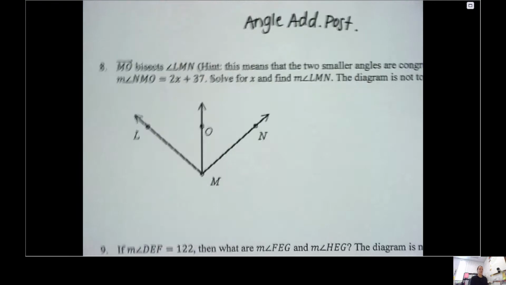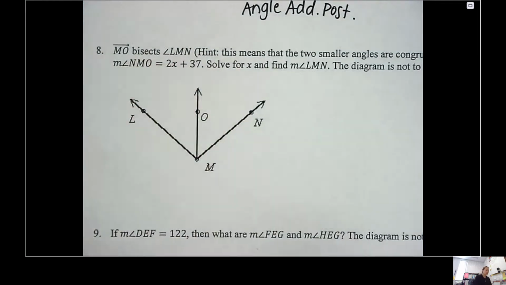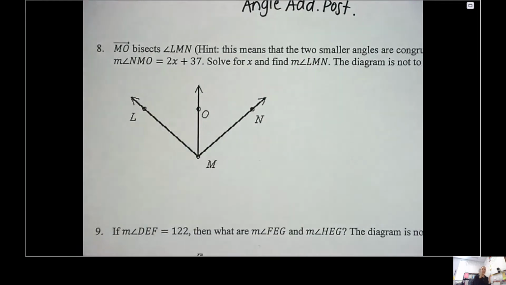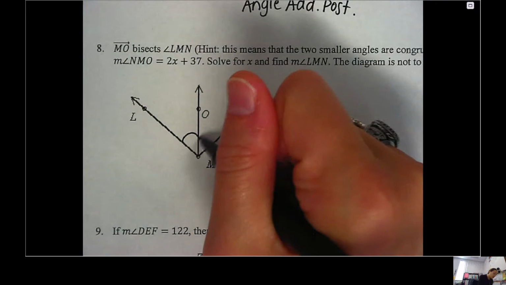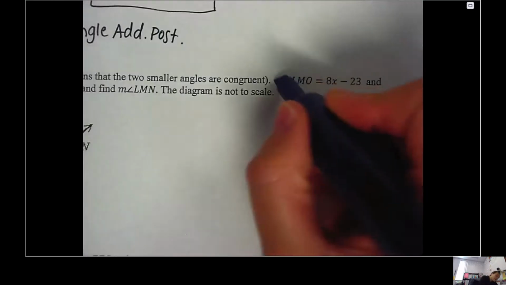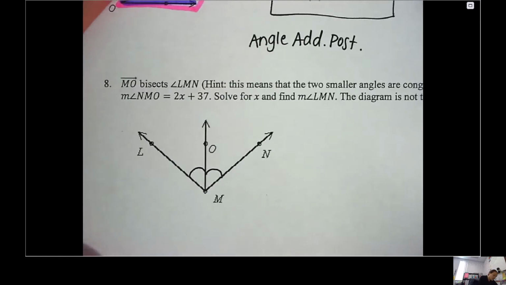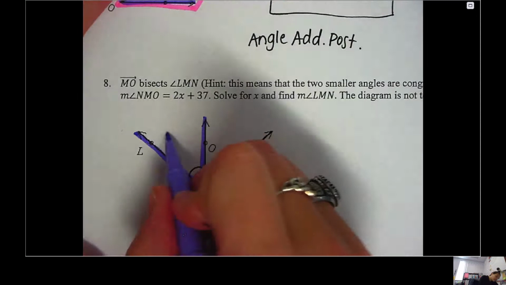Okay. Number 8. MO bisects angle LMN. Bisect means it takes the whole thing and cuts it right in half into 2 equal pieces. So I'm going to show their equal pieces by drawing little arc marks on each one of those angles to show that they're exactly the same. The measure of angle LMO is 8x minus 23.